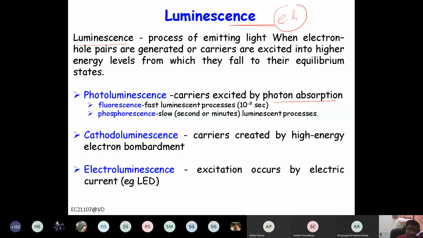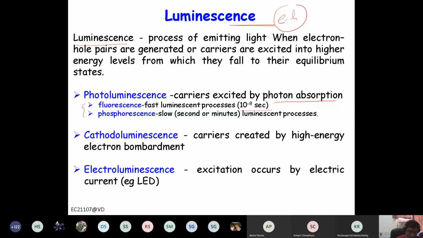Now depending on how long it takes for the carriers to recombine, it has some subgroups called fluorescence and phosphorescence. Fluorescence is basically a fast process. Typically it takes on the order of a few tens of nanoseconds, and in that time all the extra carriers will recombine.